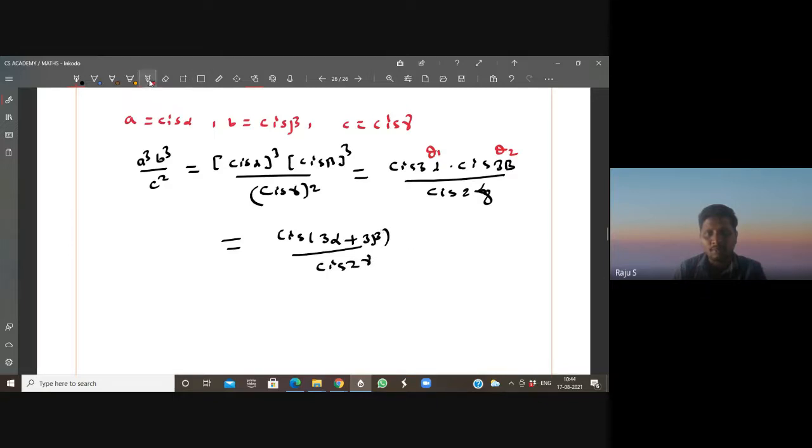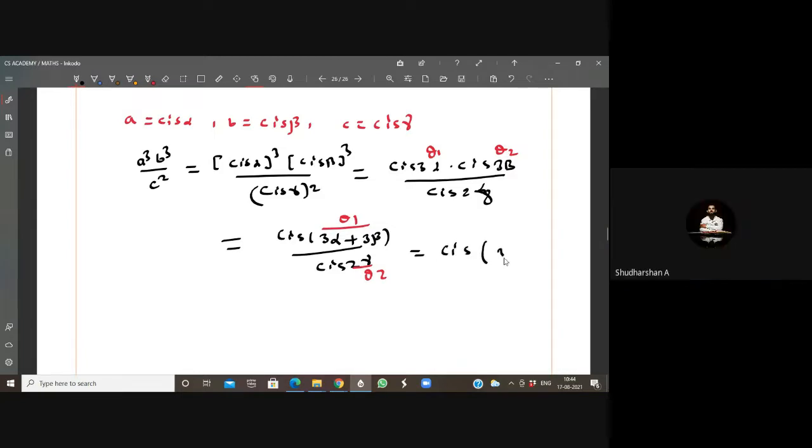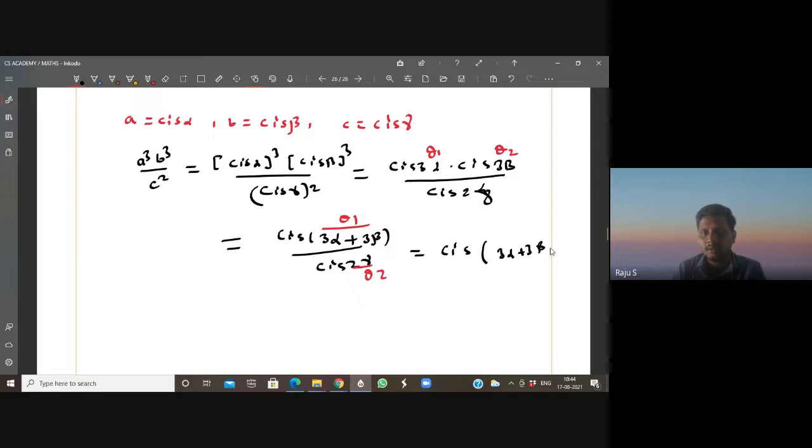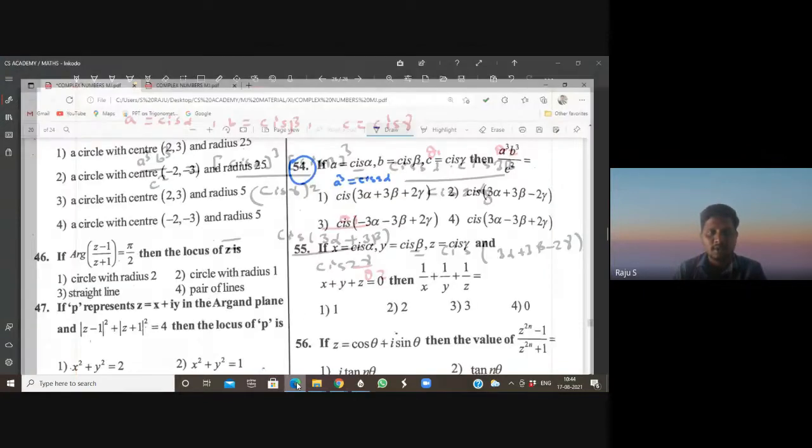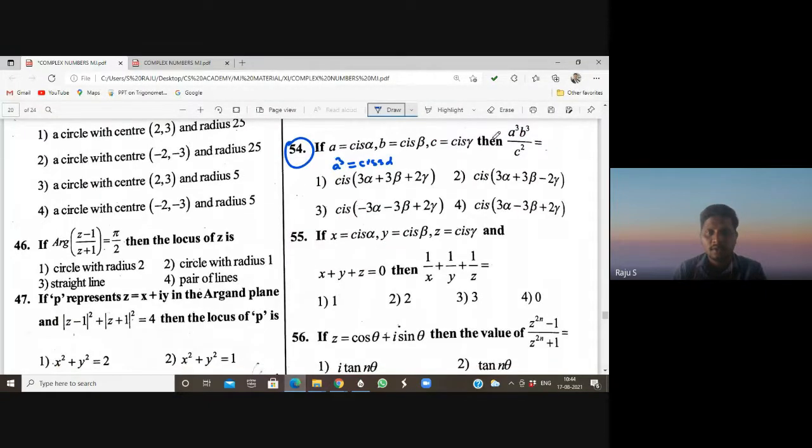Yeah, this is again in the form of cis theta 1 by cis theta 2. What is the formula I have written? Cis theta 1 by cis theta 2 is cis of theta 1 minus theta 2. So 3 alpha plus 3 beta minus 2 gamma. Once again, I substituted the a, b, c values and applied the cis theta whole power n formula, cis n theta. So with the help of that, we got the cis theta 1 into cis theta 2 form, cis of theta 1 plus theta 2, like that. Okay. So finally, what is the answer? Second option. Am I right?